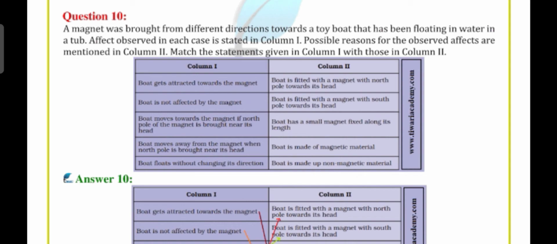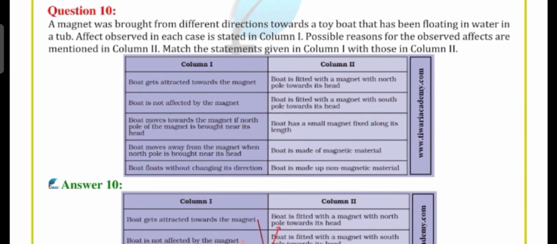First one: boat gets attracted towards the magnet. Boat gets attracted towards the magnet means what type of material will the boat be? Yes, it will be a magnetic material, so that the boat is attracted to the magnet, isn't it? Boat gets attracted to the magnet means the boat is made up of magnetic material.